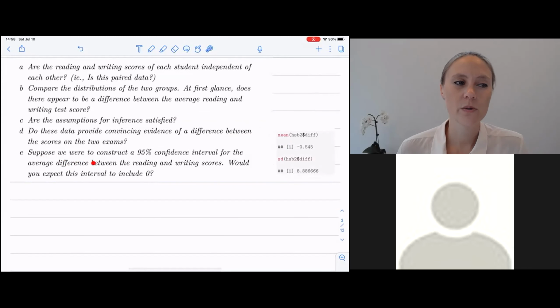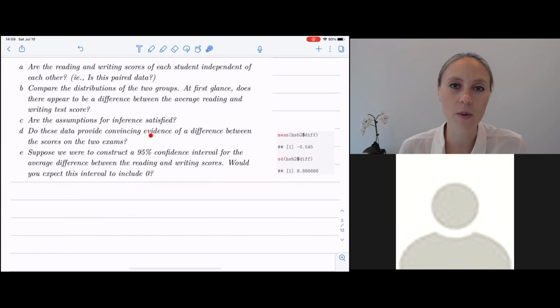E, suppose we were to construct a 95% confidence interval for the average difference between, so average is the mean, right? The mean difference between the reading and the writing scores. Would you expect this interval to include 0? So I'm not asking you to build a confidence interval yet. We will. But do you expect it to include 0?